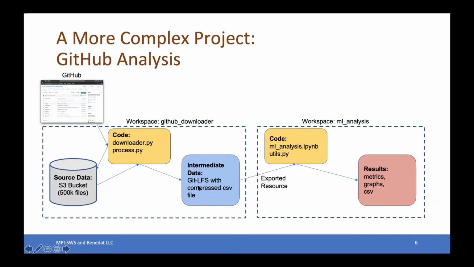In there, it's using Git LFS, which is an extension to Git to handle large files. I'm creating a single large CSV file, compressed at least, that has the relevant data I need out of these 500,000 files. So basically, this thing does all the pre-processing.